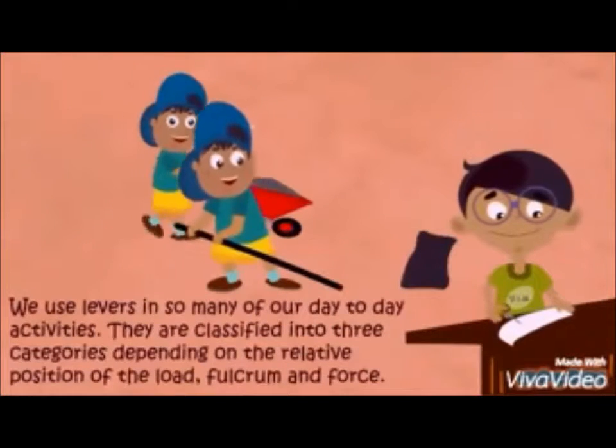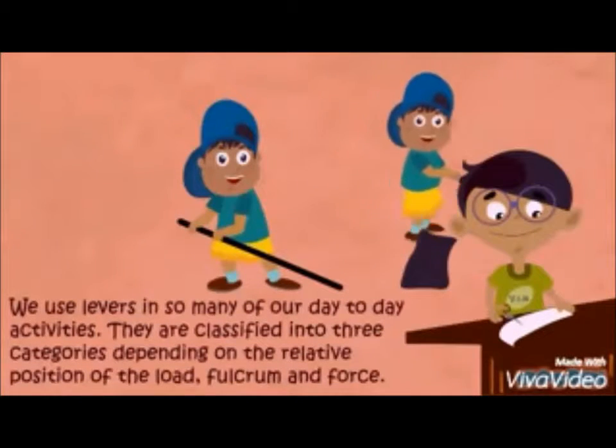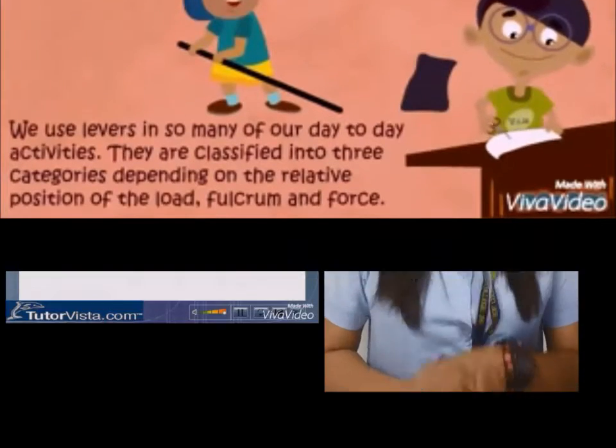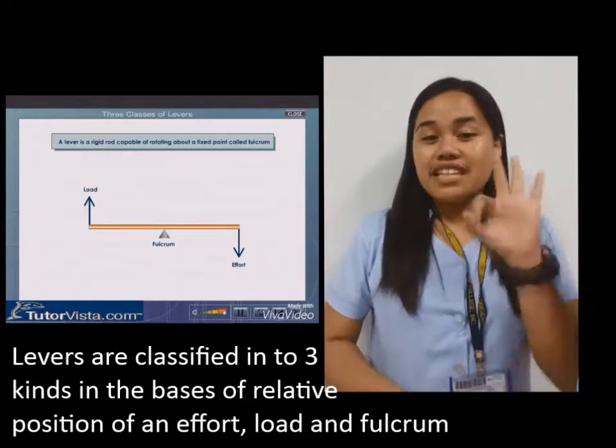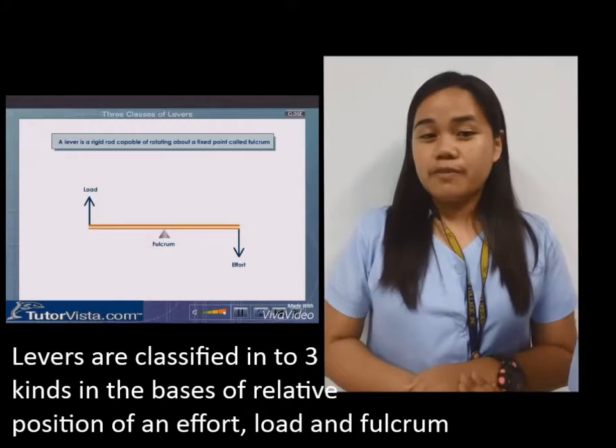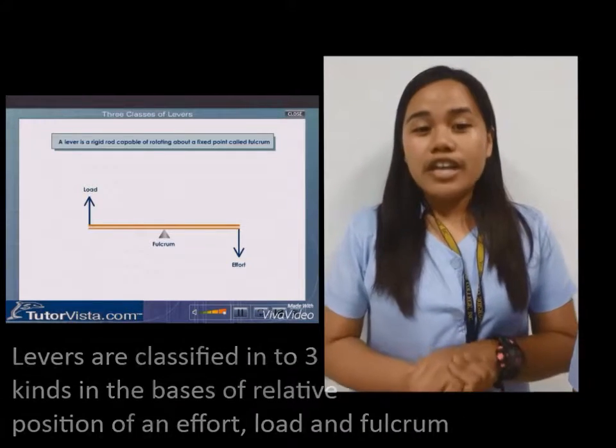They are classified into 3 categories depending on the relative position of the load, fulcrum, and effort. Here is a schematic representation of a lever. Levers are classified into 3 kinds on the basis of the relative position of the effort, load, and fulcrum.